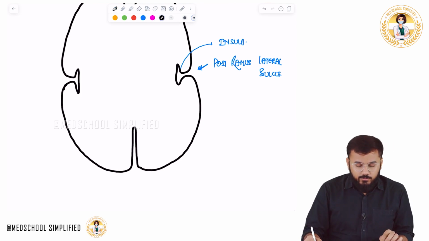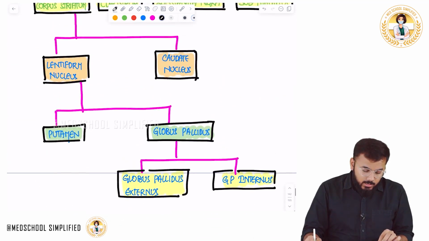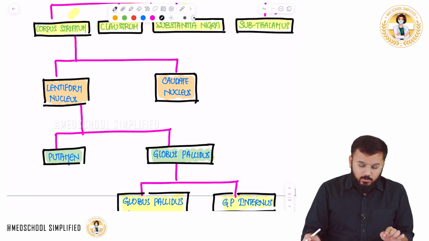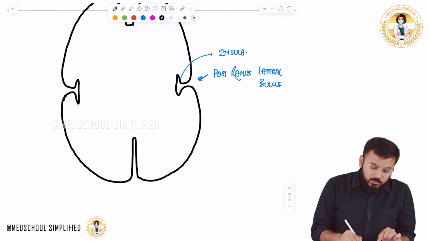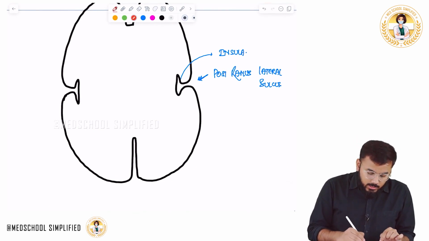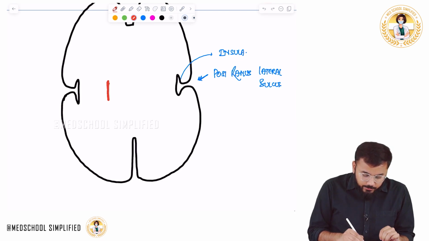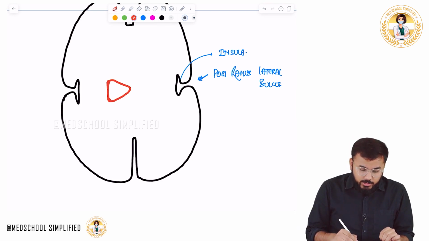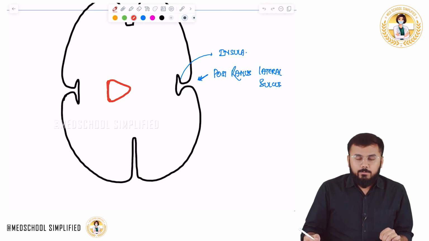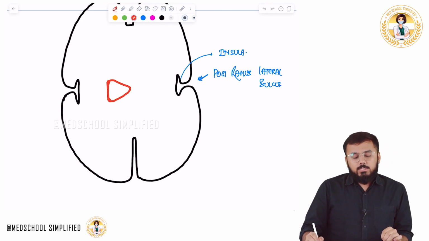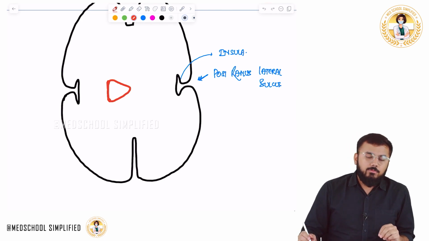Now, the first important thing which we have to discuss is these nuclei. Where is this lentiform nucleus, where is this caudate nucleus? So, just follow the pictures whatever I'm drawing here. Exactly in the center over here, you see this structure which I'm drawing right now. This structure is present on both sides, but I'll just draw it on one side. This particular lens-shaped structure is called the lentiform nucleus.